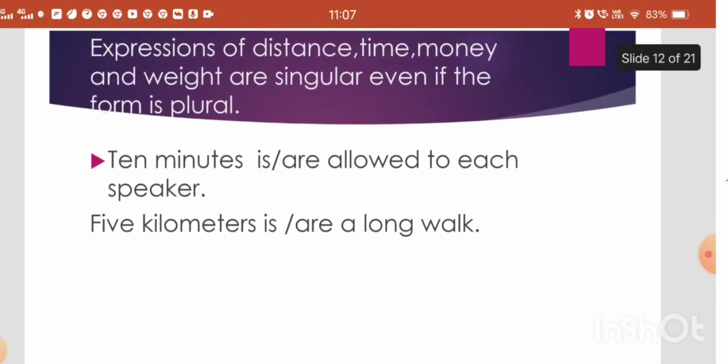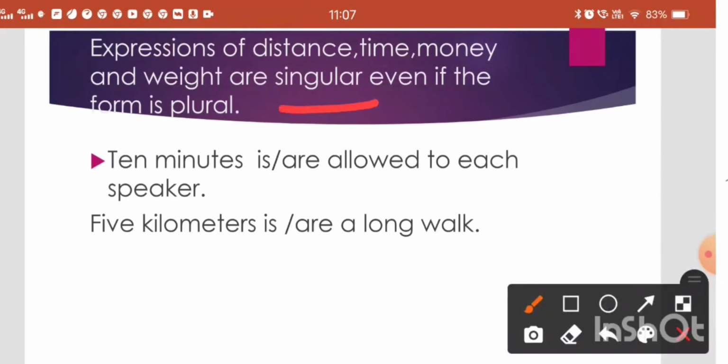Expressions of distance, time, money and weight are always singular even if their form is plural. For example, 10 minutes: minutes is plural, but 10 minutes is used here as one unit, a specific time, so it will take a singular verb. Similarly, 5 kilometers is a specific distance used as one unit, so it will also take is, not are.